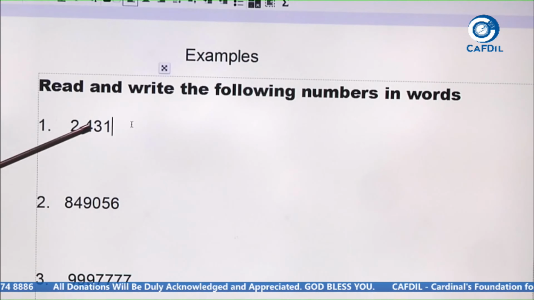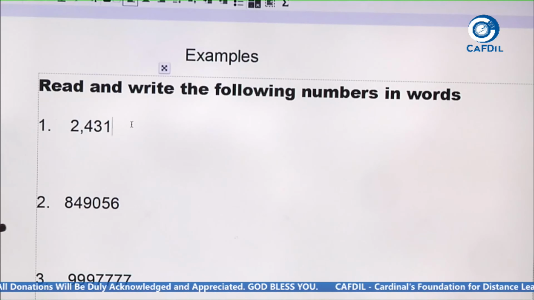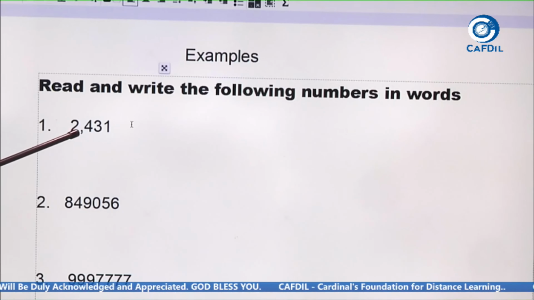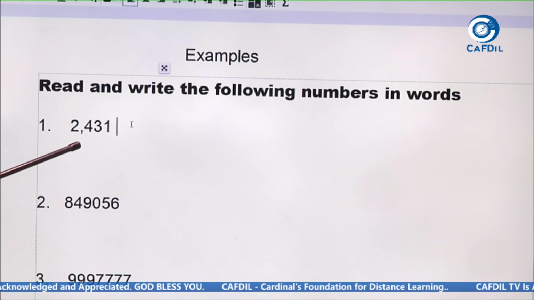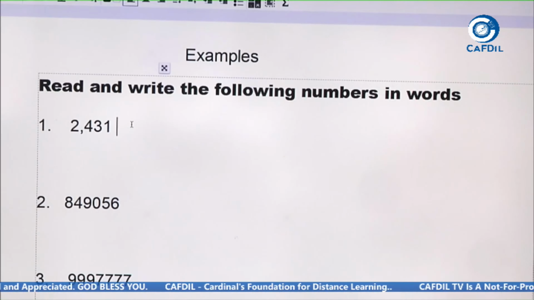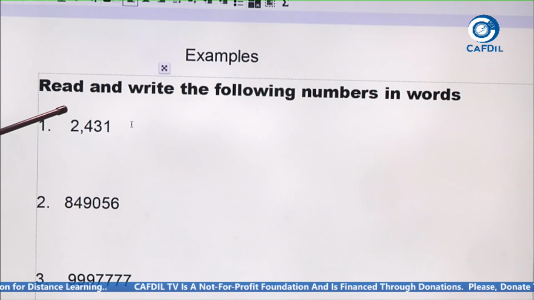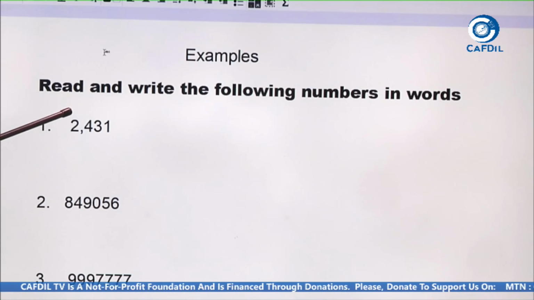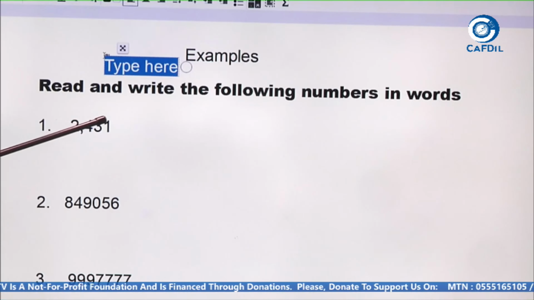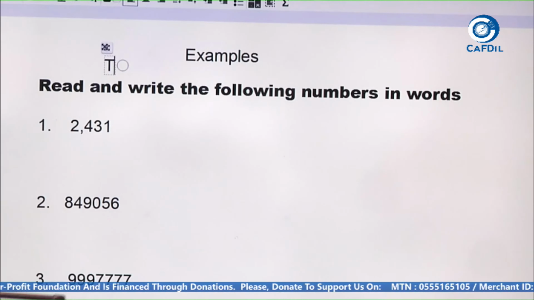Now, with the group names, this number has 4 digits. So it means it's in thousands. It means this number here is in thousands. So our 1,000 will be here. That is the group name. The first one is 1,000. And the next one will be hundreds, tens, and ones.